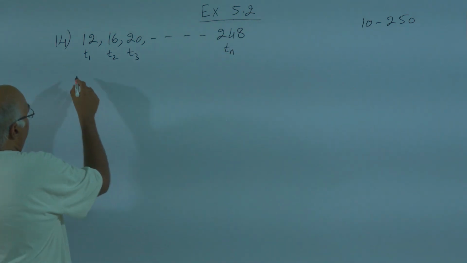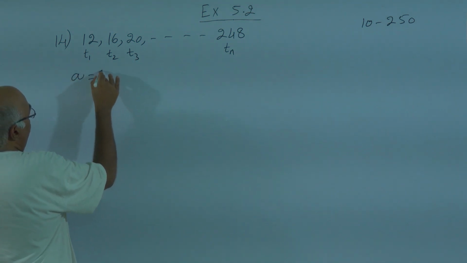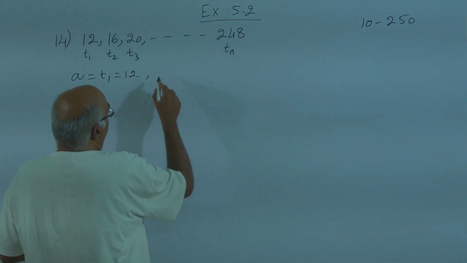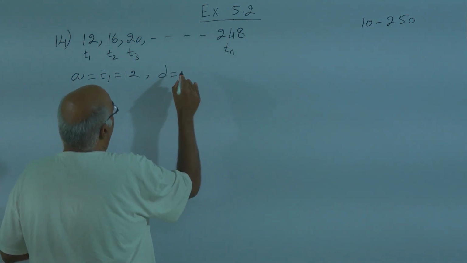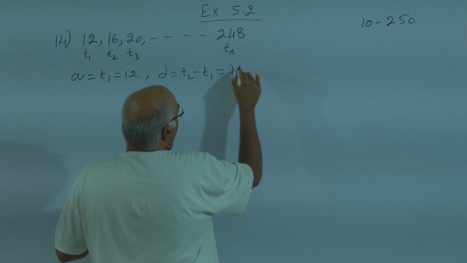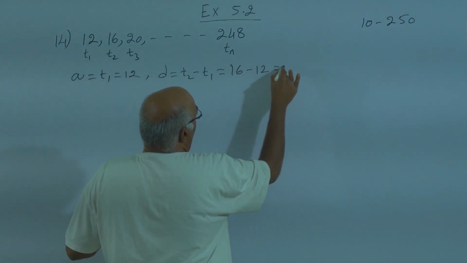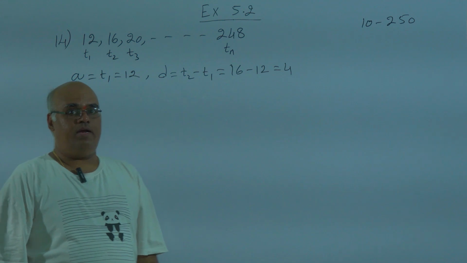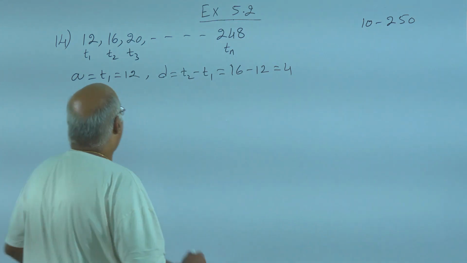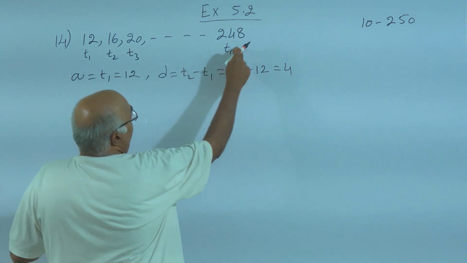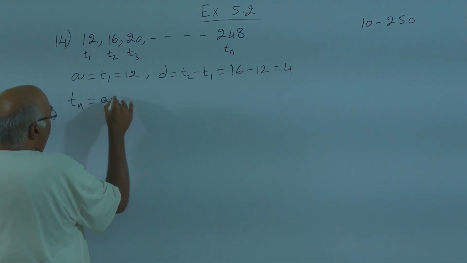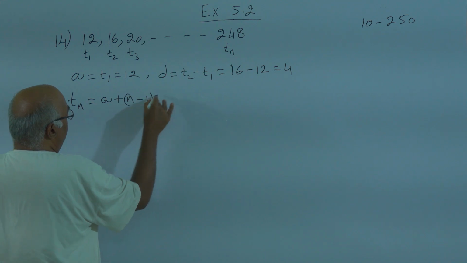So first, let us find a. a is equal to T1, which is equal to 12. Now let us find the value of d. d, that is the common difference, is equal to T2 minus T1. This is equal to 16 minus 12, which is 4. Now we got the first element, that is a, and the common difference. Now let us find the value of n. We have taken 248 as the nth term. So we know the formula for the nth term: Tn is equal to a plus n minus 1 into d.